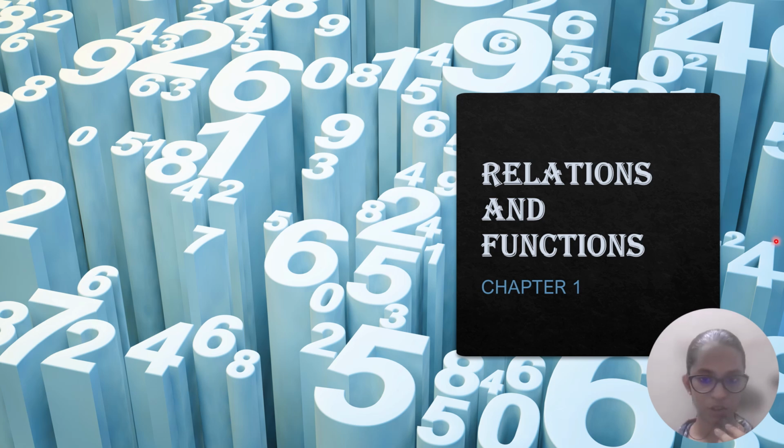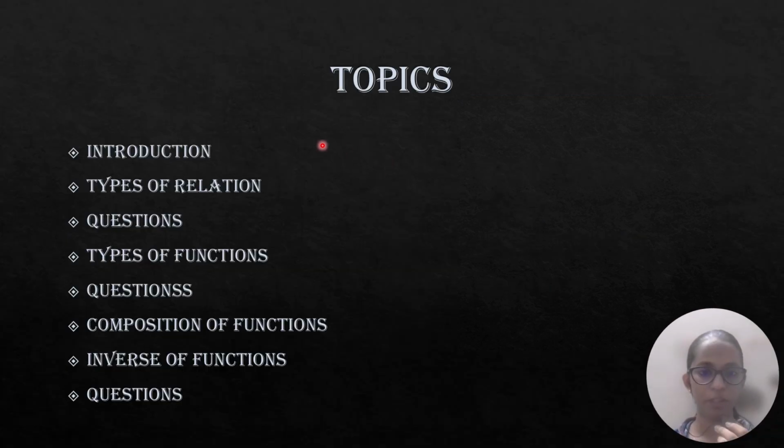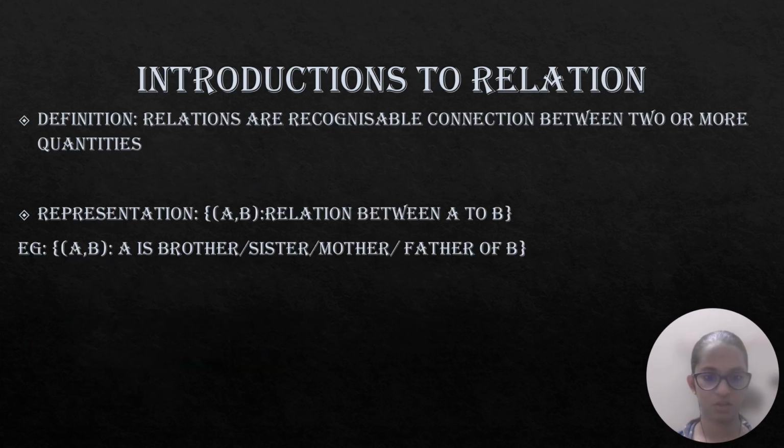The chapter we are going to start today is Relations and Functions, which is chapter number 1 of 12th class. Topics included in relations and functions are introduction, that is what is said and all that, then types of relation, questions, types of function, questions. These are exercises of NCERT only. Today we will be covering only till introduction and types of relation. The NCERT exercise 1 will be covered in the next.